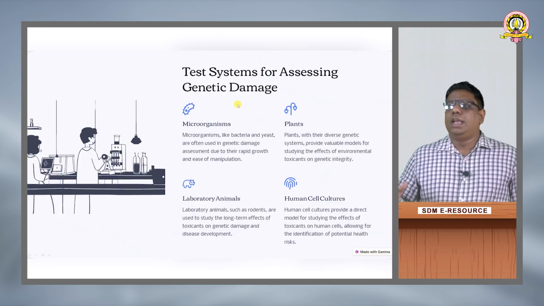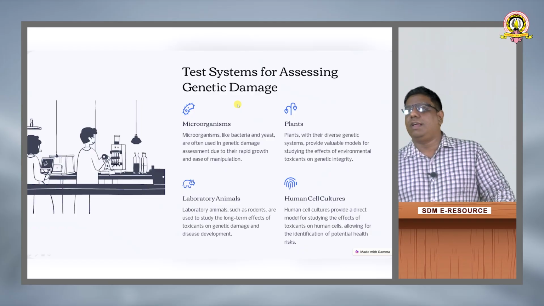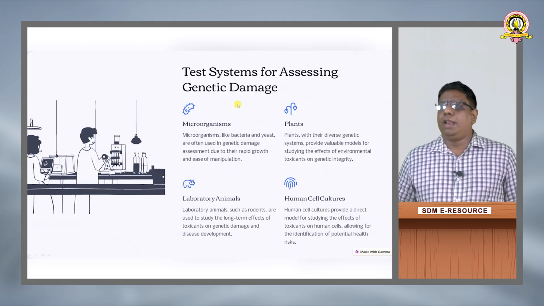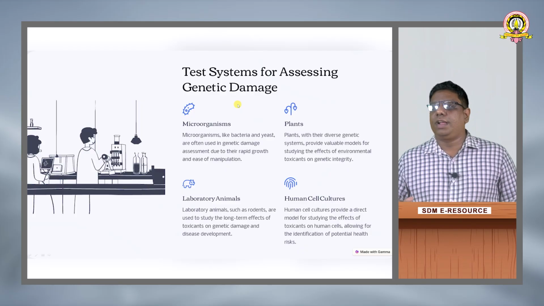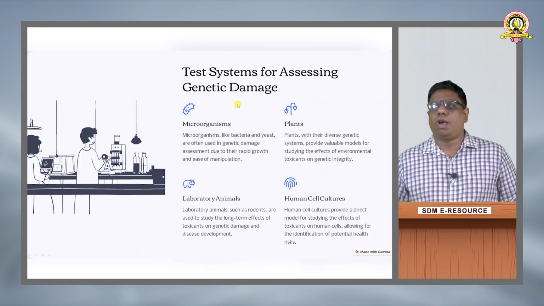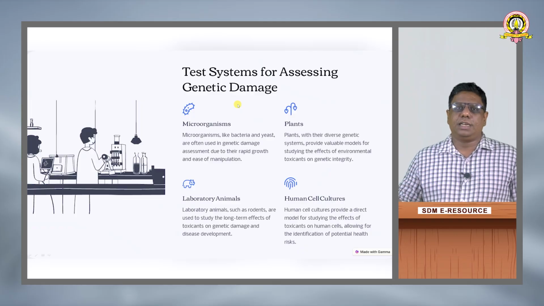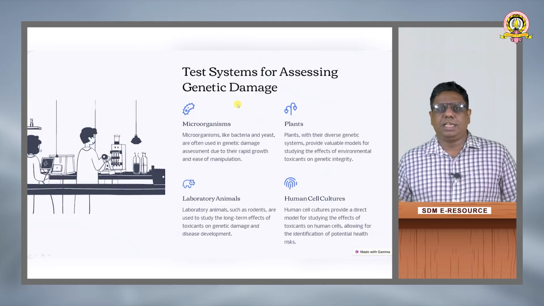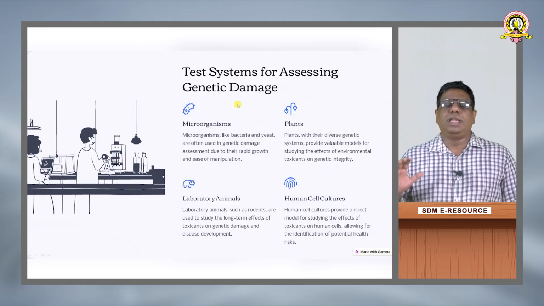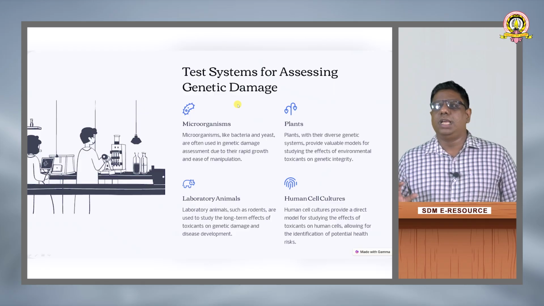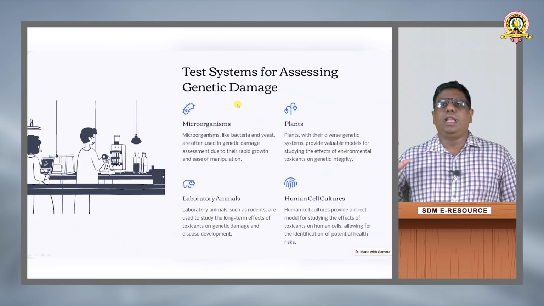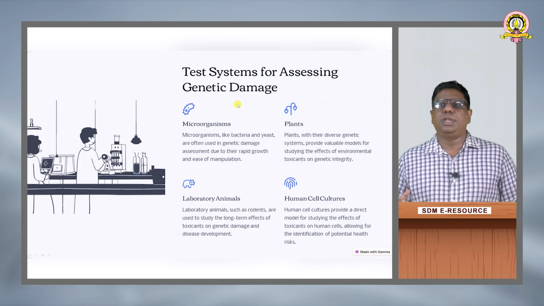Then we have plants. Plants, with their diverse genetic material, provide valuable models for studying the effect of environmental toxins on genetic integrity. Plants are also a very good indicator. The presence of certain plants in an environment with a high concentration of pollution is an indicator of a lot of pollution going on.